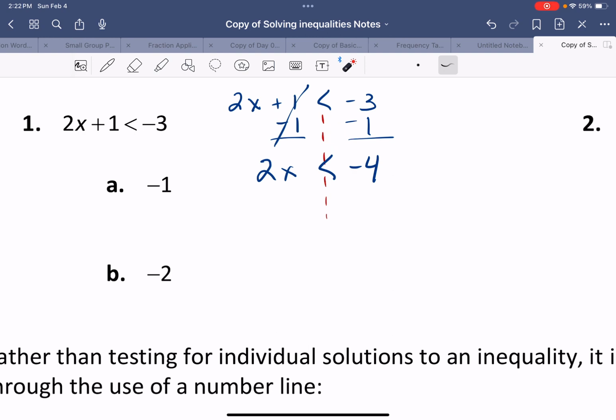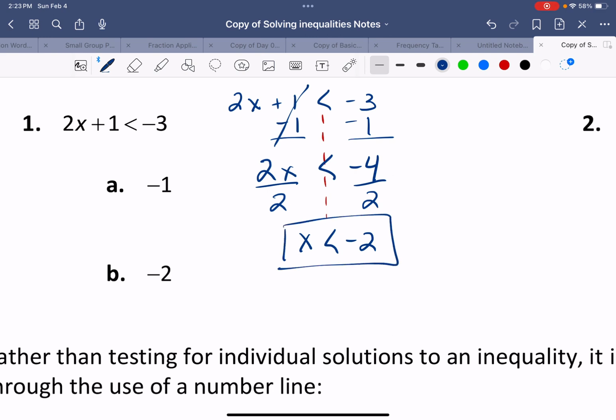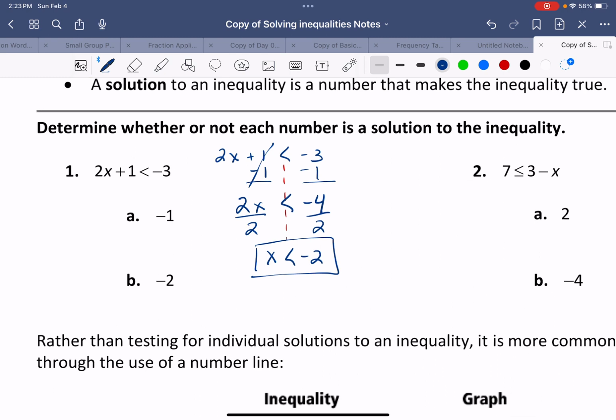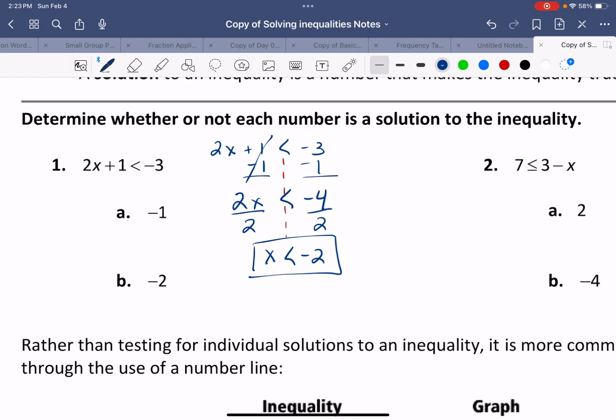So we're going to get a bigger negative, which is -4. Now, going up the PEMDAS scale, I've got a multiplication problem here, and I want to get the number away from x. So let's divide by 2 on both sides, and I'm left with x is less than -2. Now, this is x is -2, but the problem is asking us whether or not the number is a solution to the inequality.